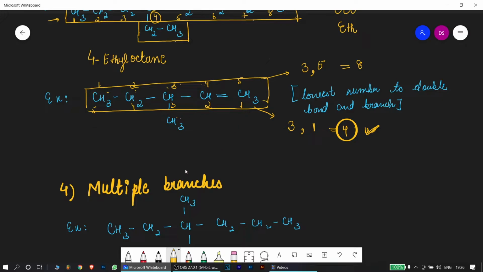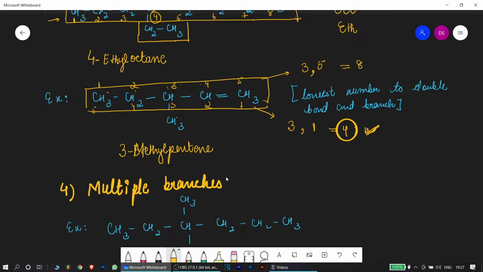So now again, first the position of the branch, which is 3, then the name of the branch, methyl, because there is only one carbon, methyl, and then you have to name the chain, which is 5 carbons, that is pent, then the suffix, which is ene, clearly because there is one double bond present. So it is going to be 3-methyl pentene. I hope the branching is clear to you.